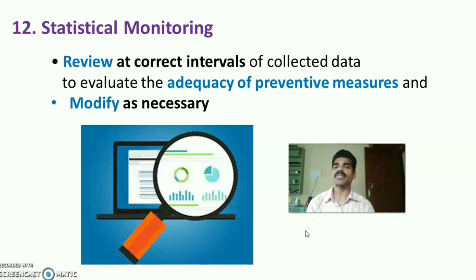The 12th engineering measure is statistical monitoring. So all the data collected from the environmental monitoring has to be reviewed at regular intervals to evaluate the adequacy of the preventive measures adopted in the industry or factory. Then, if necessary, the preventive measures and methods have to be modified based on the statistical monitoring.